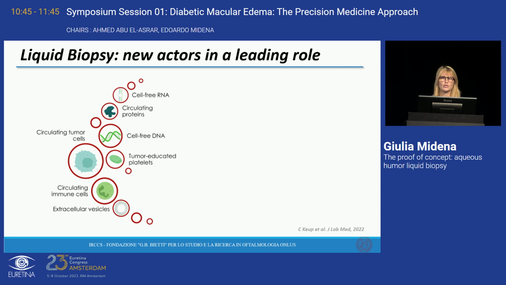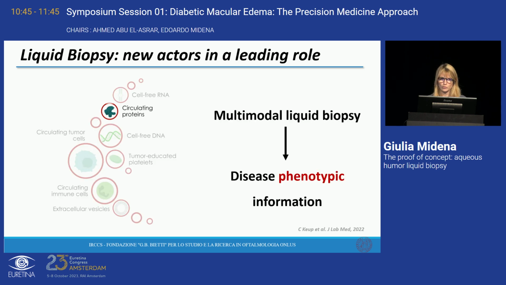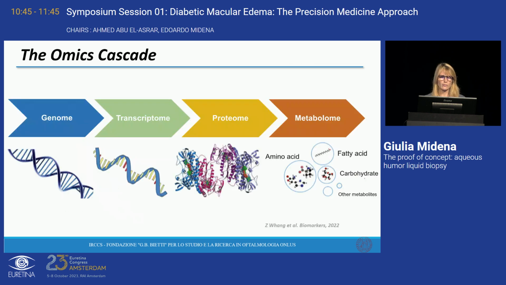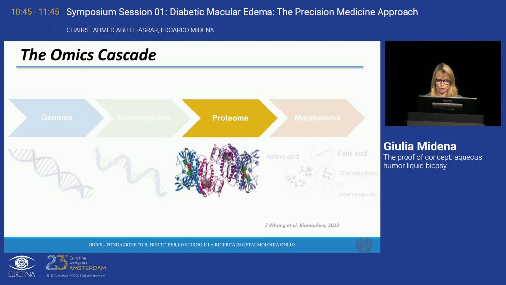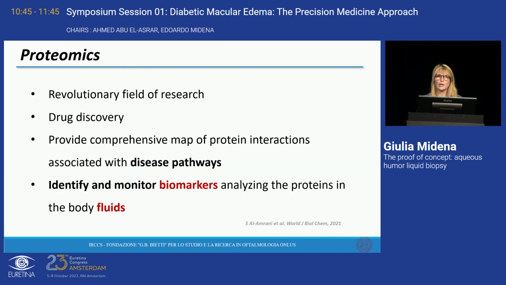Moreover, in the liquid biopsy scenario, new actors in a leading role are emerging. In particular, the concept of circulating proteins is really interesting, because we are moving to a multimodal liquid biopsy to obtain information regarding the phenotype of a disease. Therefore, we have to analyze the omic cascade and focus on the proteome, because the proteome provides a comprehensive map of the protein interactions associated with the pathways of the disease and gives us the opportunity to identify and monitor biomarkers, analyzing the proteins in the body fluids.